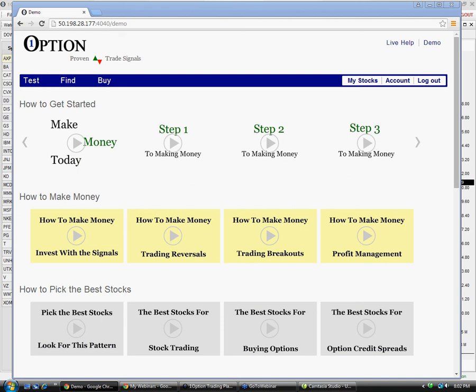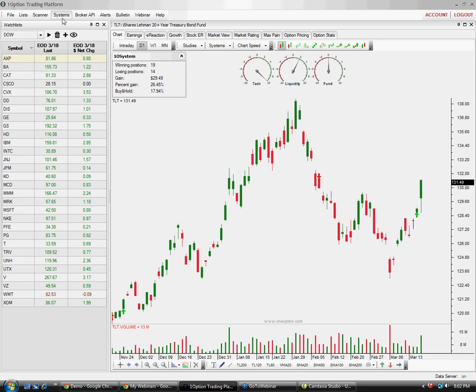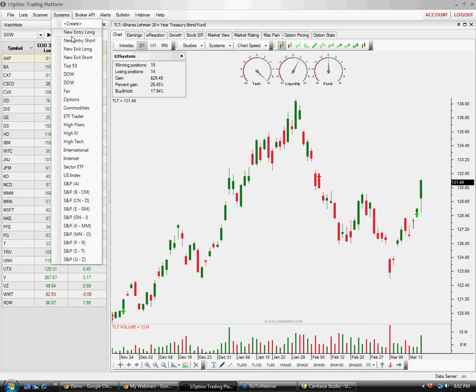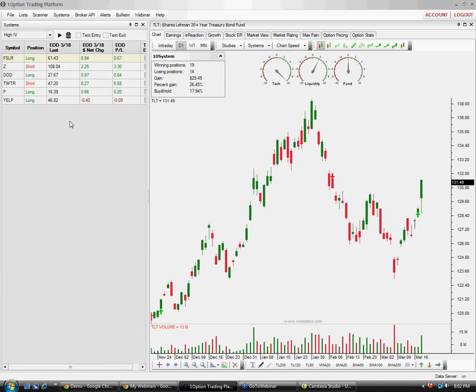Vincent, yes, if you only choose 5 symbols and you have the platform, you will be able to see the trade signals for those 5 symbols in the platform. And let me point out how to access that. When you go to systems, your list of your 5 symbols will be up here, so if you'd like to, I'm just going to click on high IV. You'll have your list of symbols and the current positions, and then you'll also be able to see the entry and exit signals for those 5 symbols.